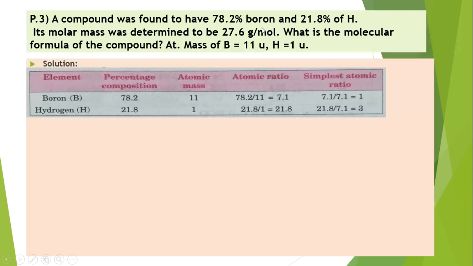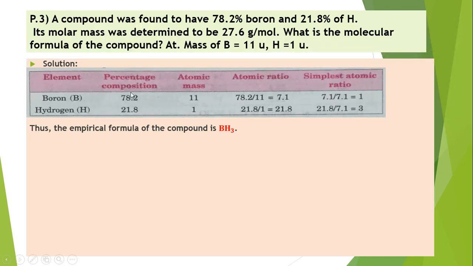Which are the elements here? Boron and hydrogen. Now, boron, when we are writing B and hydrogen, H we wrote. The percentage composition is 78.2 for boron and for hydrogen it is 21.8. Atomic mass of boron is 11 and for hydrogen it's 1. Atomic ratio, how are you getting it? We have to do the division.